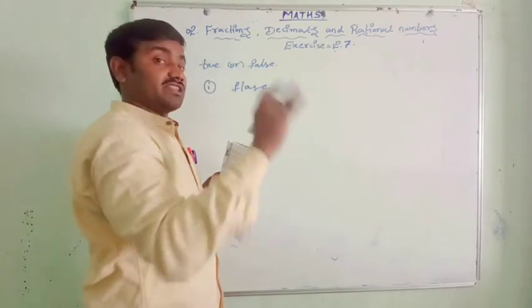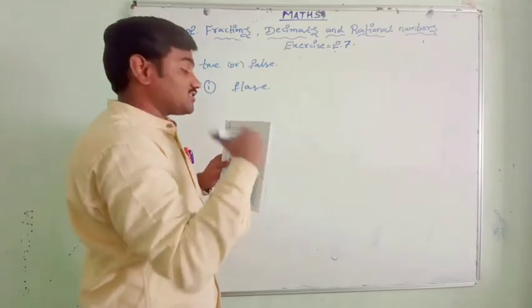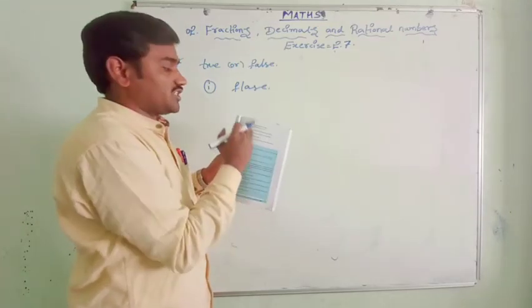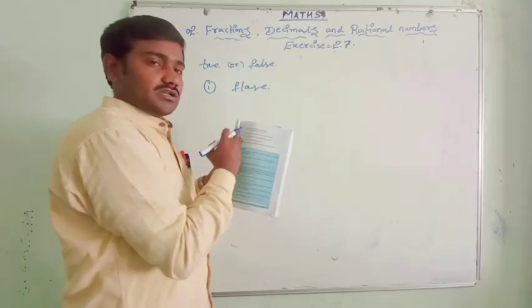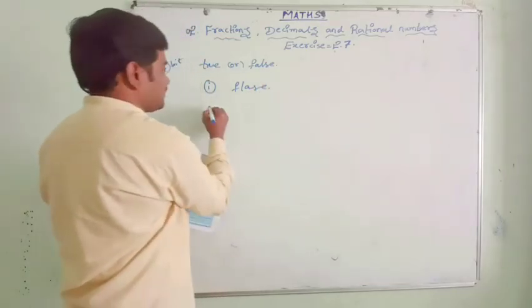Every integer is a rational number, that is true, but vice versa means the reverse of this statement, that is, every rational number is an integer? No, it is false. So the first statement is false.